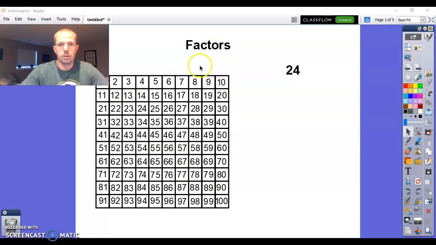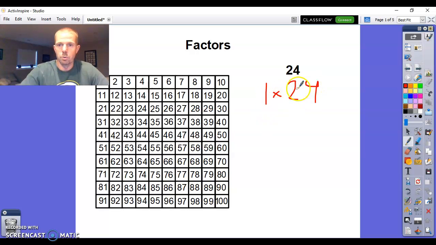So we're going to continue to work on factors. I want to show you two different strategies that you can use to help your student find the factors of a number. So in this case, we're trying to find the factors of 24. We always know that 1 and the number are factors. Okay, then I want them to try.